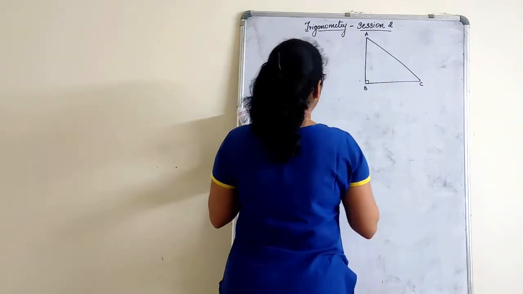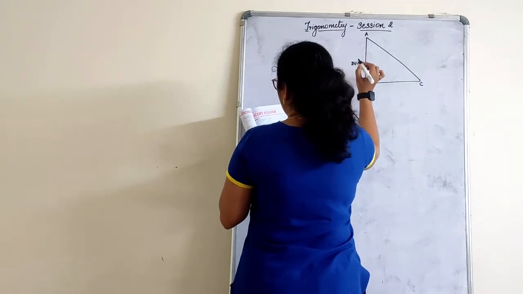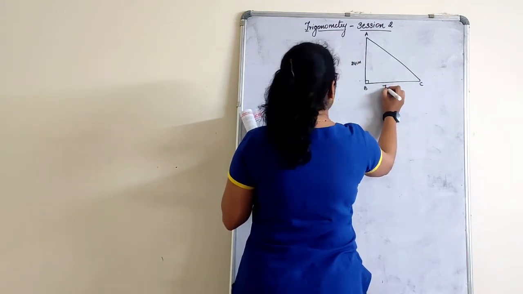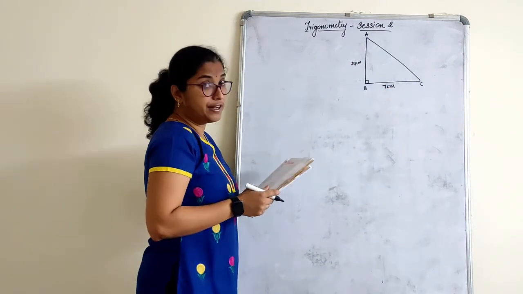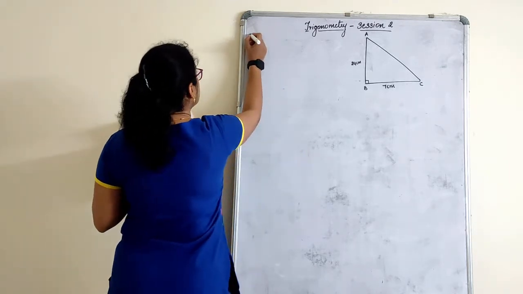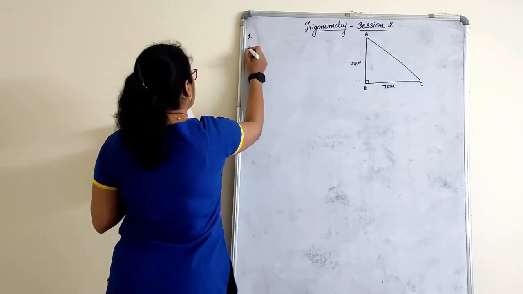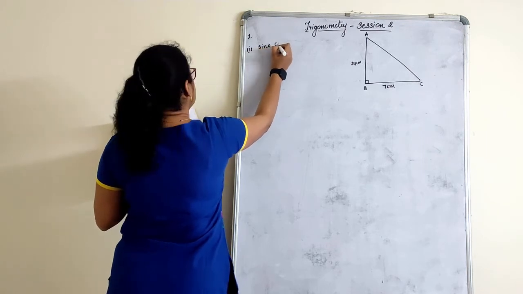AB is equal to 24 centimeter. So this is 24 centimeter. And BC is equal to 7 centimeter. Okay. Hypotenuse is not given and we have to find the hypotenuse usually here. Determine. So this is the first one. What we have to find here? We have to find sine A and cos A.